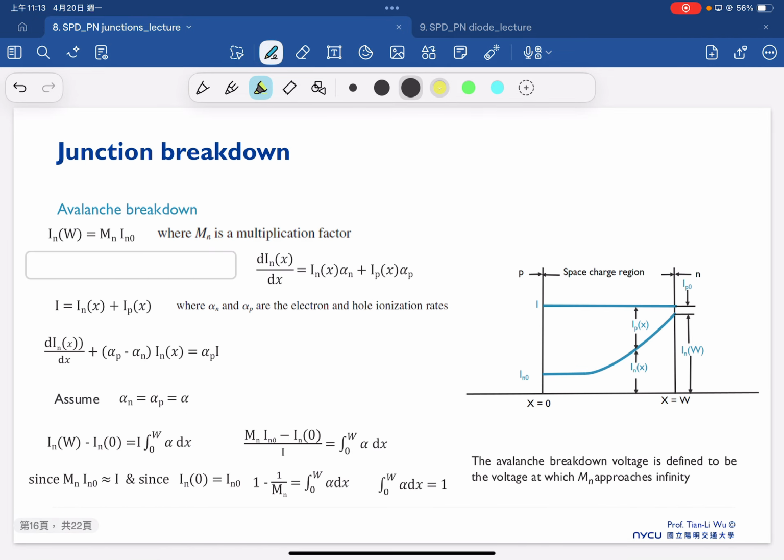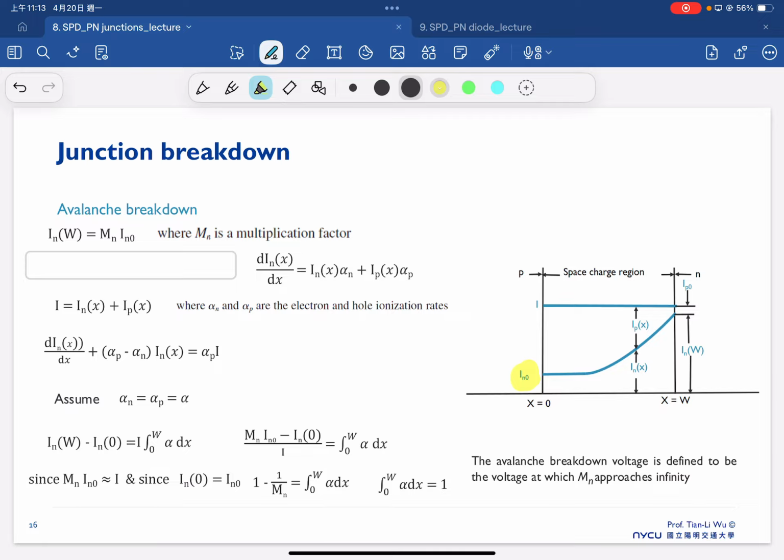So here's some more detail about this avalanche breakdown, and this is how we are able to identify the criteria that trigger the avalanche breakdown. In the beginning, we consider an initial current here. This is a current that starts at the beginning of the space charge region.